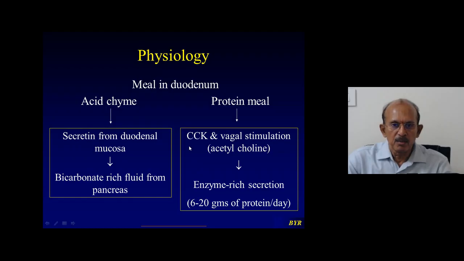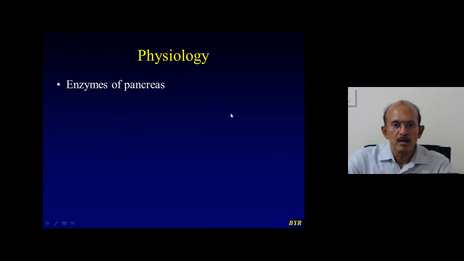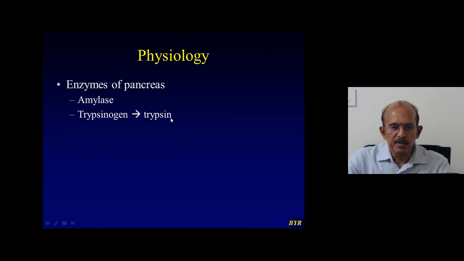When the patient takes a protein meal, cholecystokinin and vagal stimulation produce enzyme-rich secretion, that is 6 to 20 grams of protein per day. The enzymes of the pancreas being amylase, trypsinogen, which is a precursor for the trypsin enzyme, a powerful proteolytic enzyme. Amylase is an enzyme to digest the carbohydrate.